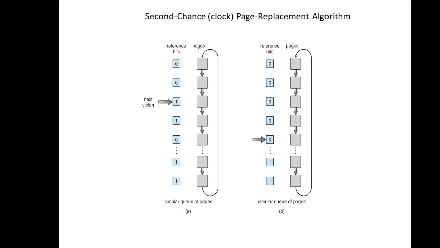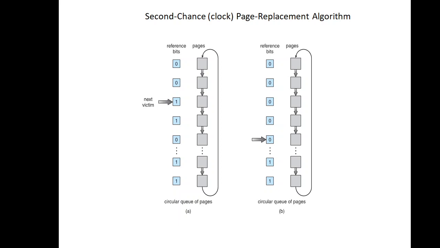We can implement the second chance algorithm using a circular queue. A pointer indicates which page is to be replaced next. When a frame is needed, the pointer advances until it finds a page with reference bit 0. As it advances, it clears the reference bits, as you can see in the figure. Once a victim page is found, the page is replaced, and the new page is inserted in the circular queue in that position.